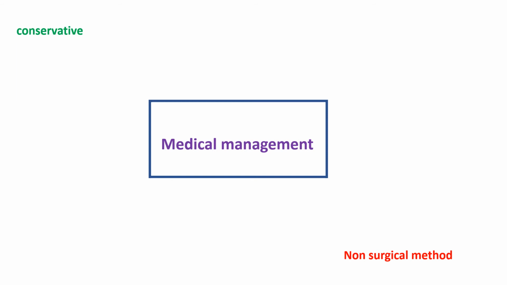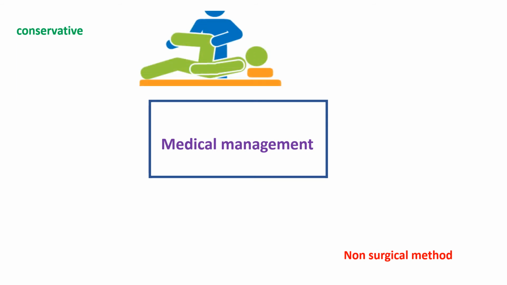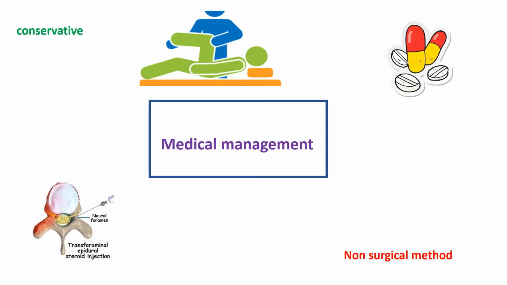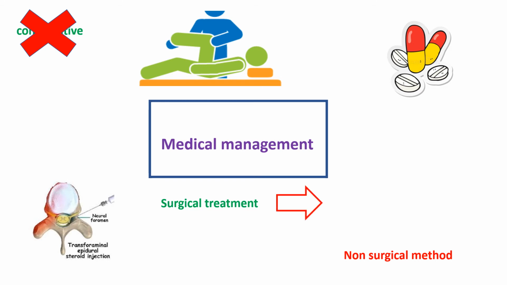Now I'll tell you about the medical management. Initially, conservative and non-surgical methods are included, and these are physiotherapy, epidural steroid injections, and analgesic medications. Surgical treatment is considered when the other conservative measures fail, and the surgical treatment aims to improve the symptoms. Treatment methods are decompression and laminectomy with spinal fusion.